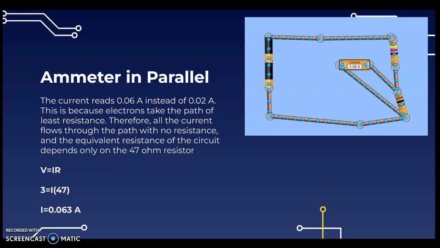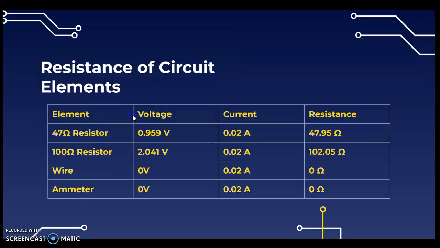Therefore, we get that V equals IR: the 3 volts of the battery, divided by the 47 ohms of resistance, and we get that current is equal to 0.063 amps, which is what the ammeter measures. This slide calculates the resistance of different elements based on the previous voltage and the current. We can see that the resistance for each of the resistors is close to theoretical values, and the wire and batteries have no voltage drop and therefore will have no resistance.